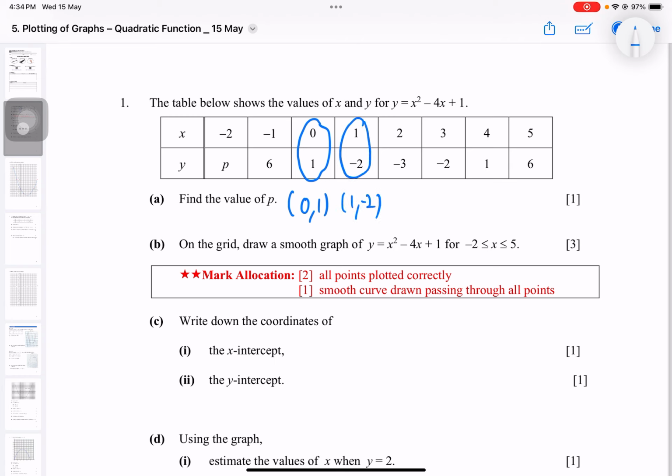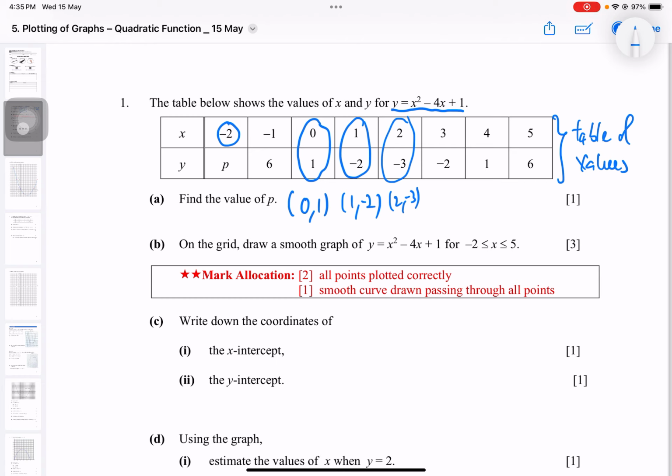So we are supposed to plot 8 coordinates. For the value of p, I need to sub in x equals -2 into the equation. This equation is the one we need to draw the curve for. This part here is the table of values that we are supposed to plot on the graph paper, and the x and y for each column is the coordinate of every point.